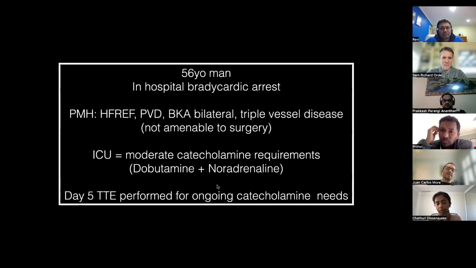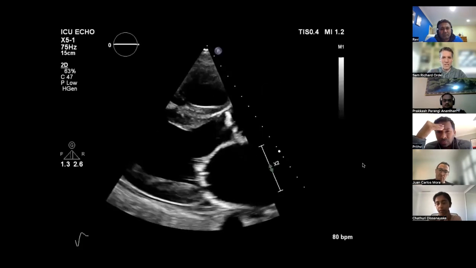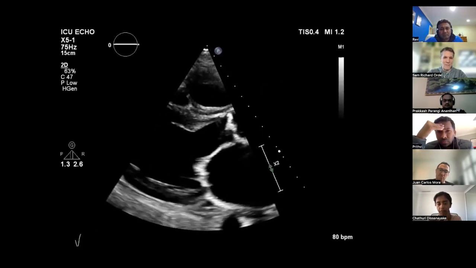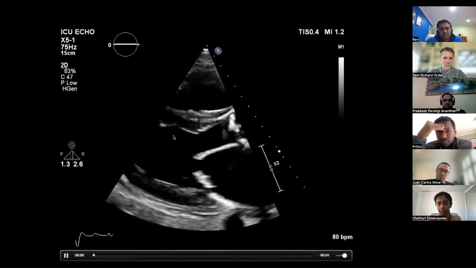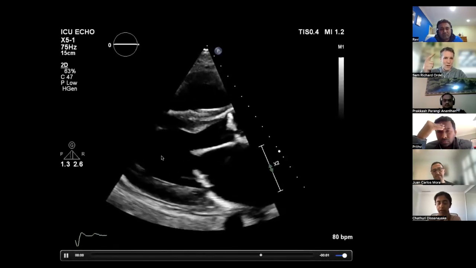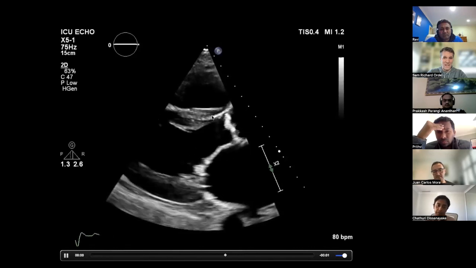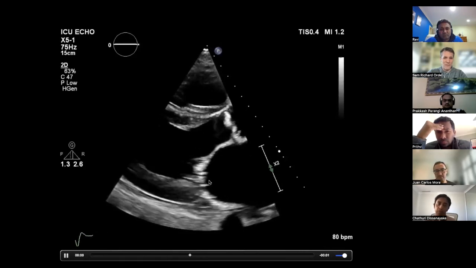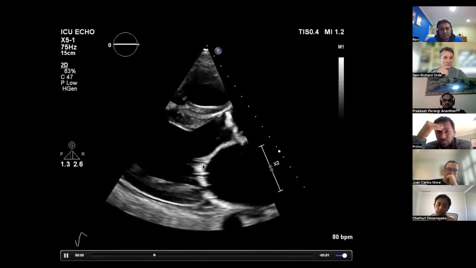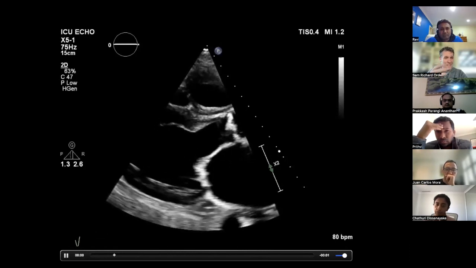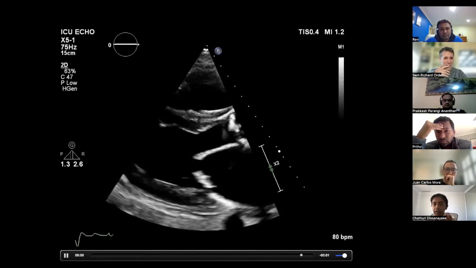The moderate catecholamine requirements, I think it's important to remember that you've got it in there. Doing an echo on day 5, try to think about what I'm going to ask, and then remember that as soon as I've shown this, straight away you've got a crappy heart, you've got some form of valve disease with that aortic valve. You said restricted motion of the mitral valve. Why is it restricted? Because the LV function's so poor.